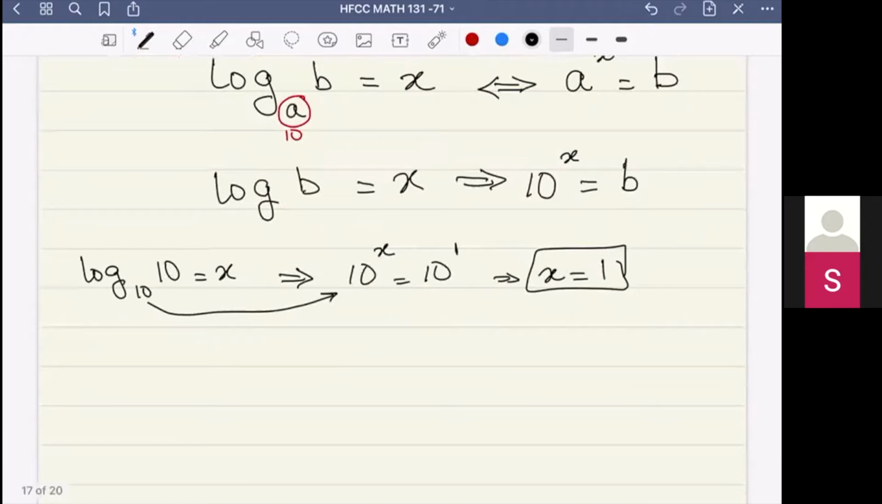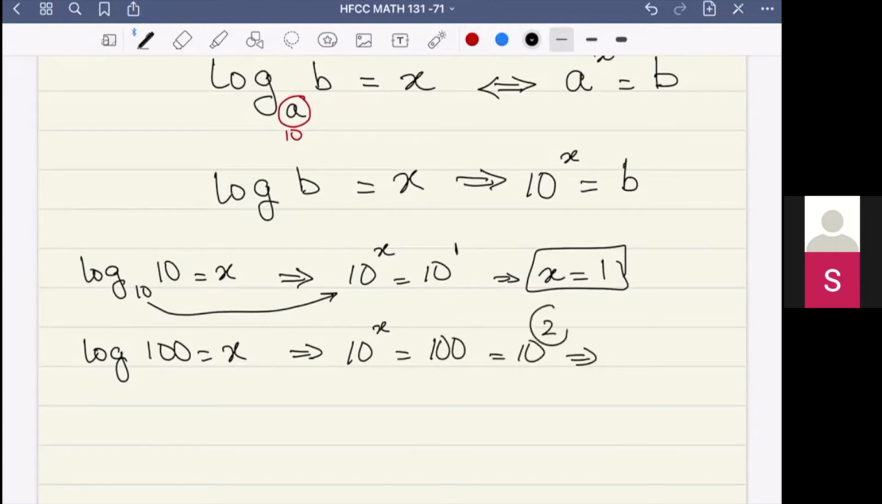Let me give you another one. Log of 100 equals x. I'll say, so 10 to the power what equals 100. We know 100 is 10 to the power 2. So in this case, x equals 2, and so on. Okay, now we know the basic definition, or the basic way to do log base 10.